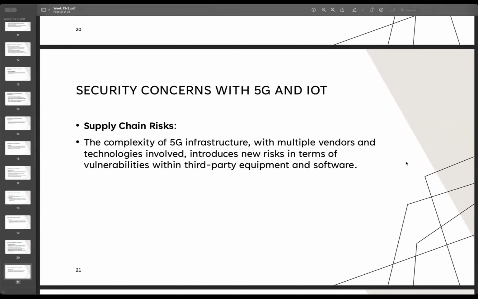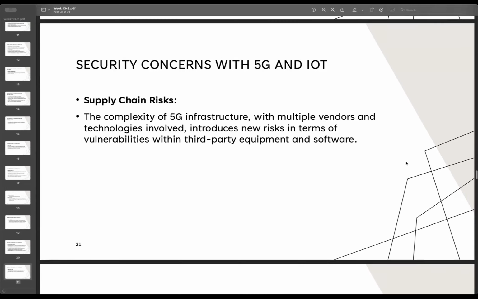Also, we have the supply chain risk, because of the complexity of 5G infrastructure. There may be multiple vendors and technologies involved, and they introduce new risk in terms of vulnerabilities within third-party equipment or software. So here's the issue: there is a chain. When we add something to the infrastructure, we create other vulnerabilities, so there's a follow-up. We have to fix and solve it. We can foresee this, but how we can prevent it is another question and challenge.